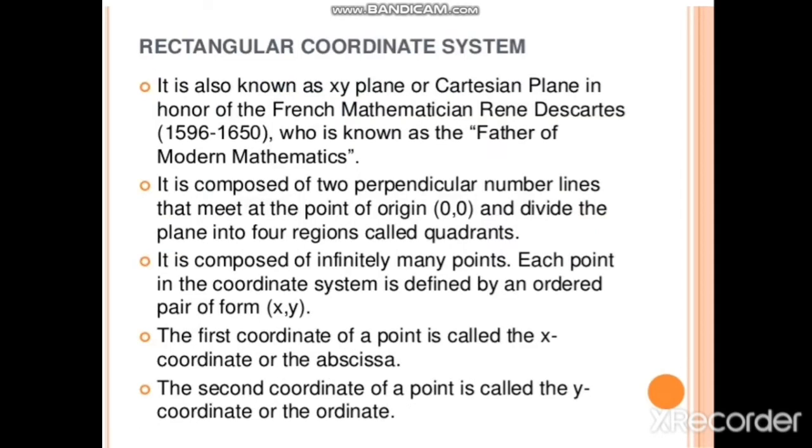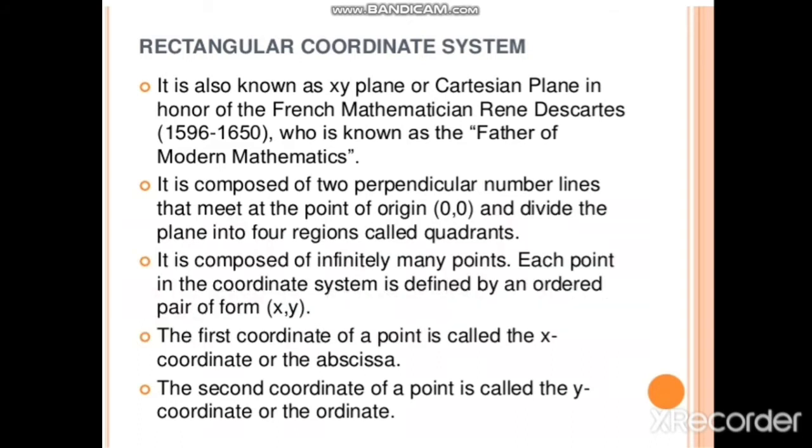So let's see what is rectangular coordinate system or Cartesian plane. It is also known as XY plane and it is also known as the Cartesian plane in the honor of French mathematician René Descartes, who is known as the father of modern mathematics. It is the rectangular coordinate system.